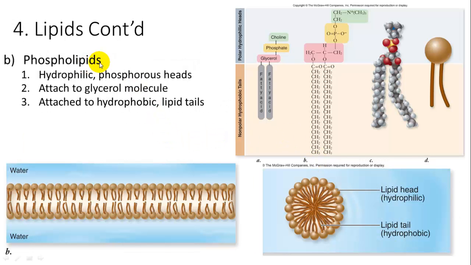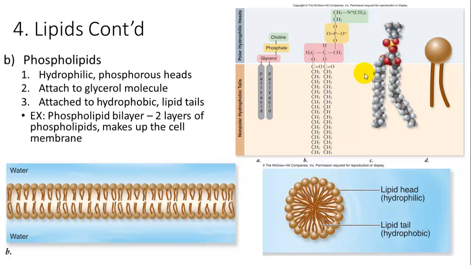Alright, finally, lipids can also be used to make phospholipids. Okay, there are 3 parts of the structure of a phospholipid. You have a hydrophilic phosphate head attached to a glycerol molecule, which is then attached to a lipid tail, 2 lipid tails. Okay, and that makes our phospholipid. These are very important for making the phospholipid bilayer. So that's what we have here, which is the main structural component in cell membranes. All right.